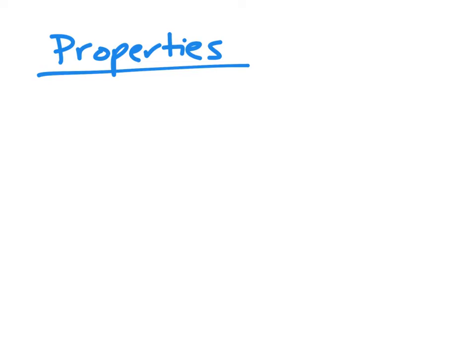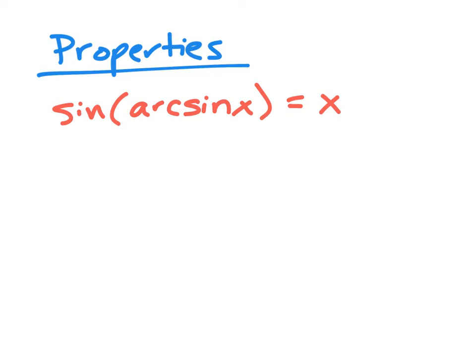So we have a couple properties. Sine and arc sine are inverses of each other, which means if I want to evaluate the sine of arc sine of x, well, inverse functions basically undo each other. So the sine and arc sine basically cancel out, leaving me with just the inside of x.